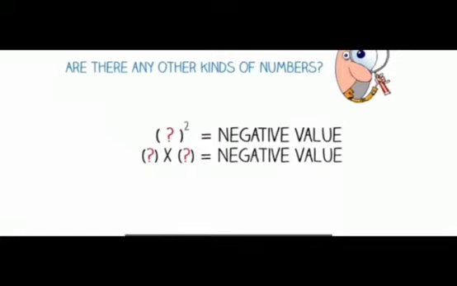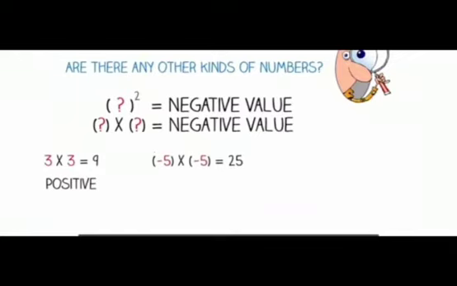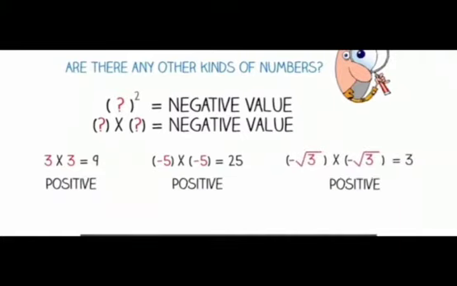I think you tried many numbers, but you don't have an answer, because 3 multiplied by 3 is 9, and it's positive. Minus 5 multiplied by minus 5 is 25, and this is positive. And root 3 multiplied by root 3 is 3, and this is positive. Actually, I will come back to this later.